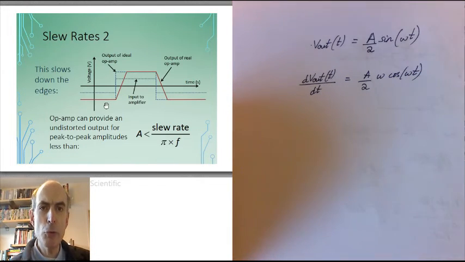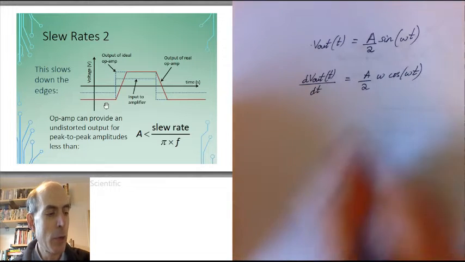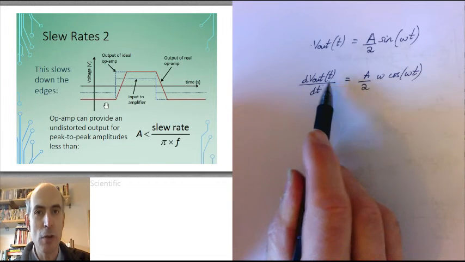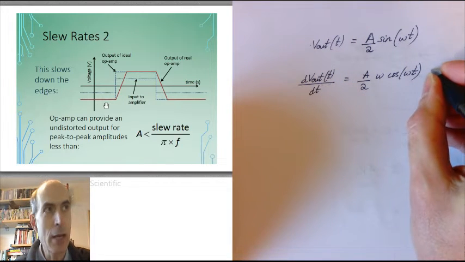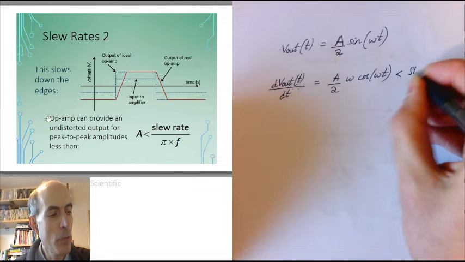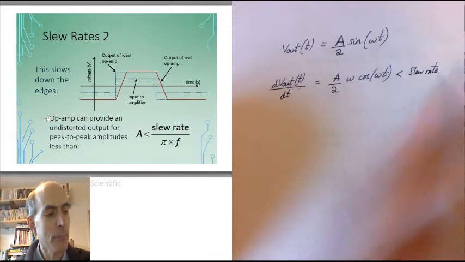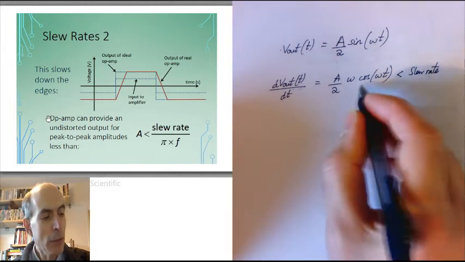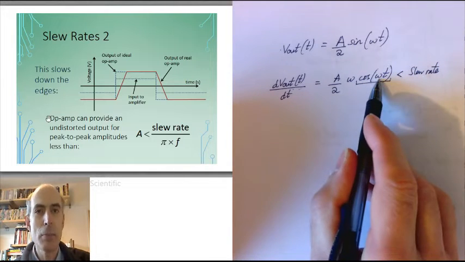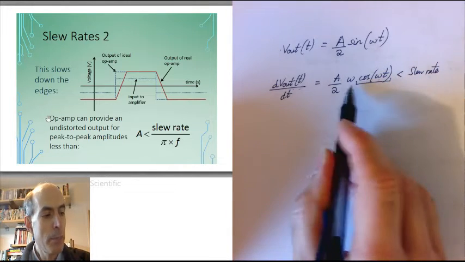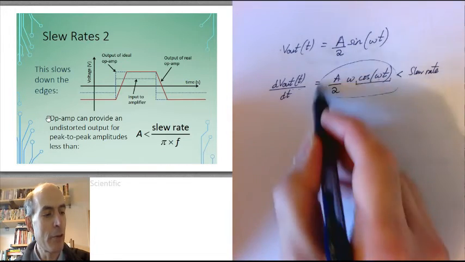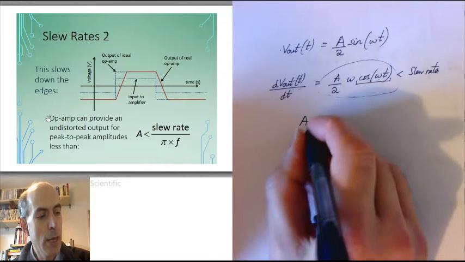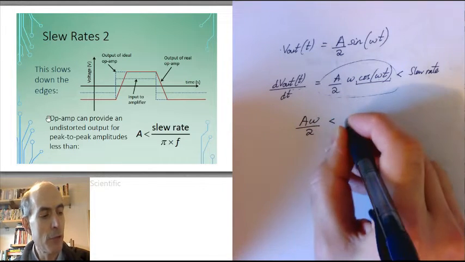Now, if I'm going to have an undistorted sine wave in my output, then my op-amp has to be able to change its output at this rate. So this has to be less than the slew rate of the op-amp. And it has to be less than the slew rate at all times. Well, the maximum value of cosine omega t is 1. So the biggest value that this term here can ever have is A over 2 times omega. In other words, A omega over 2 has got to be less than the slew rate.